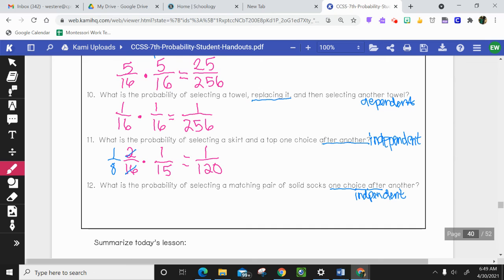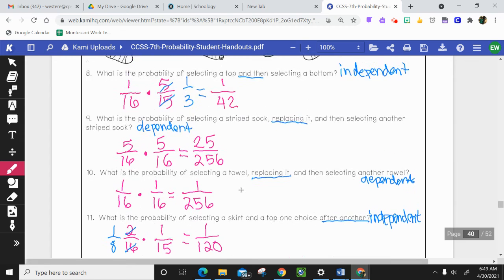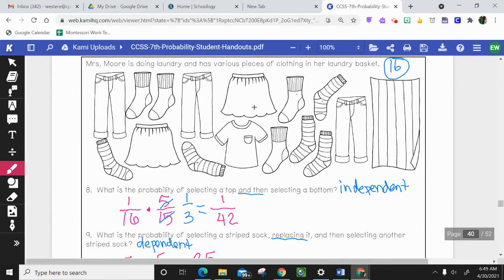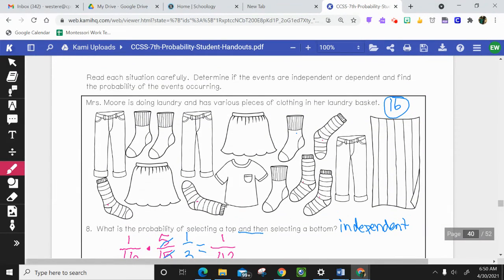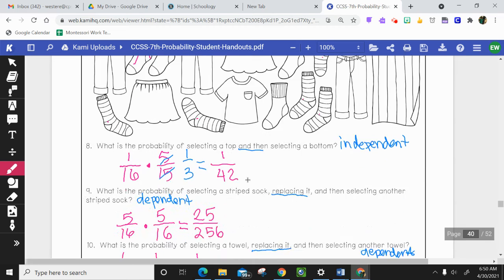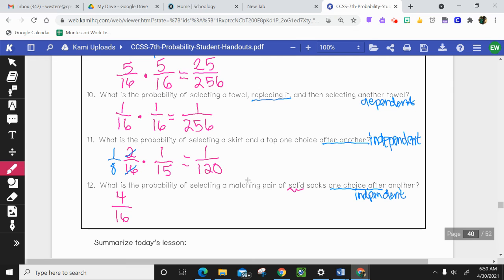What is the probability of selecting a matching pair of solid socks, one choice after another? So again, this is independent. This time we're looking at solid, not striped socks. Let's see how many solid socks there are. 1, 2, 3, 4. Okay. 4, and there's 16 total. Okay, let's go back up and act like I chose one of these solid socks. There. So now I have 3, and there's 15 items. Okay? So my chances of choosing one again, now 3 15ths.